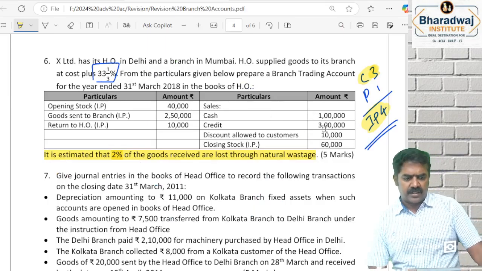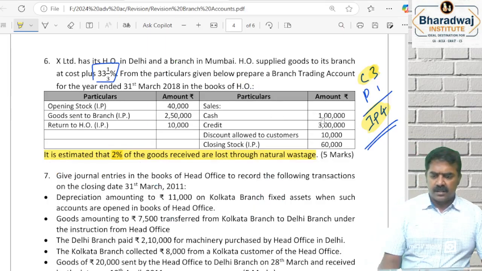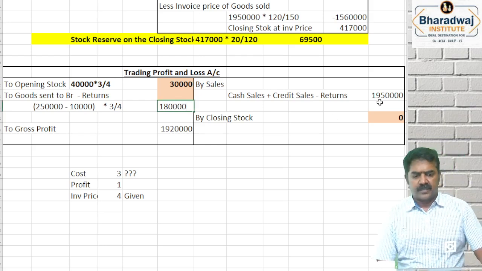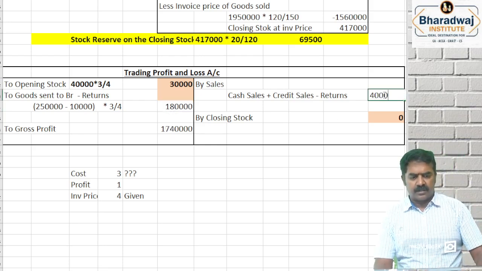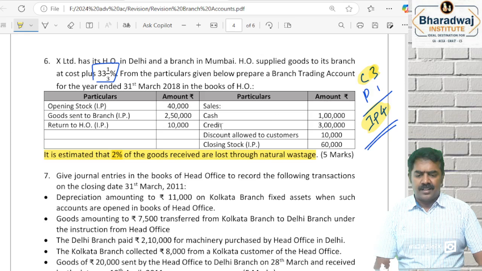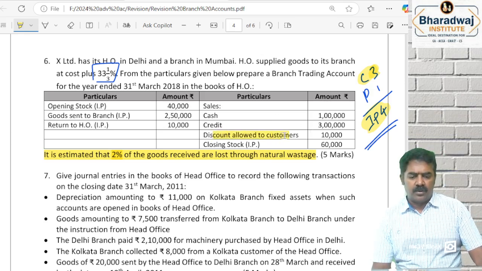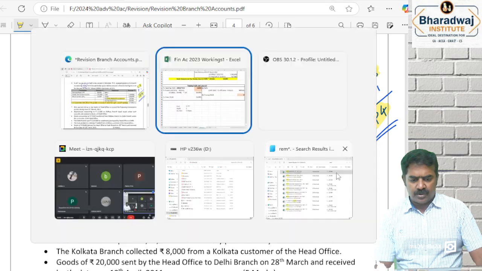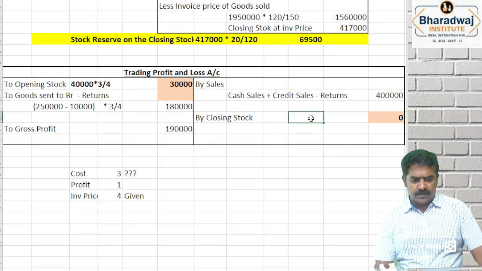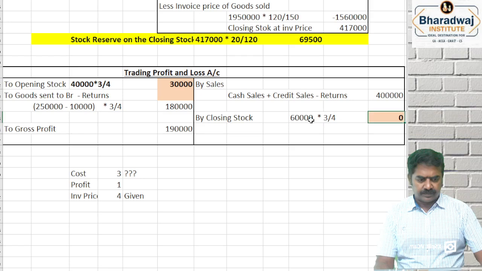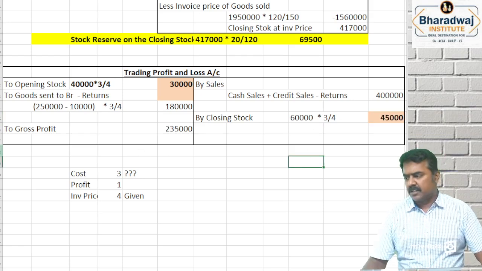Cash sales plus credit sales minus returns. I hope no returns are there. Cash sales plus credit sales are 4 lakhs. The discount allowed, will it come in trading account or P&L account? P&L account. Okay. Closing stock, invoice price given 60,000 into 3 by 4. Tally this, you will get the gross profit.